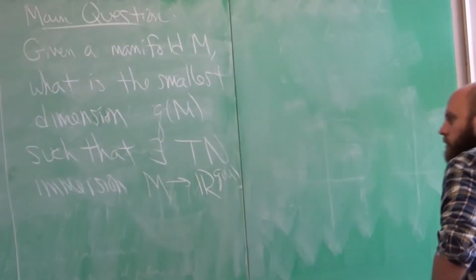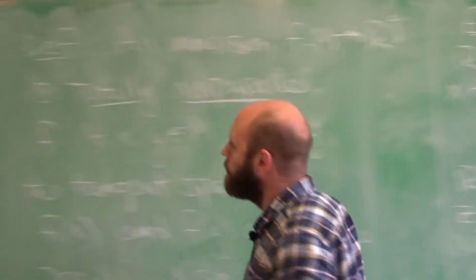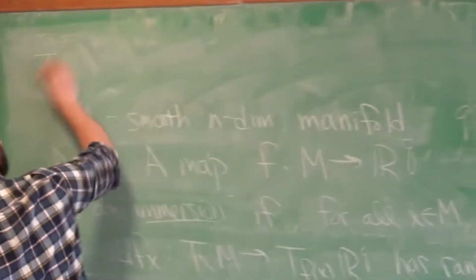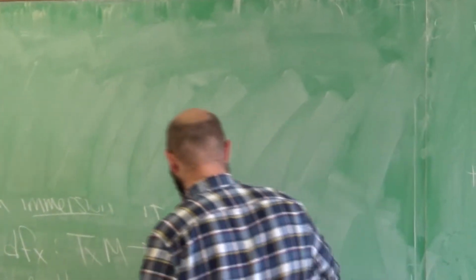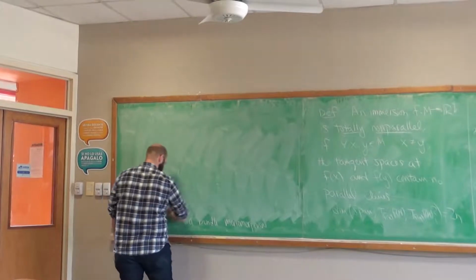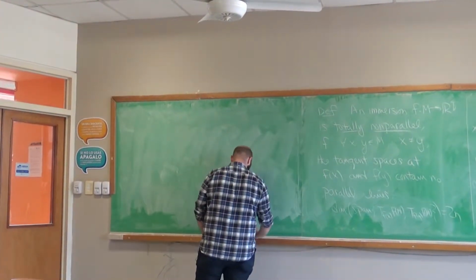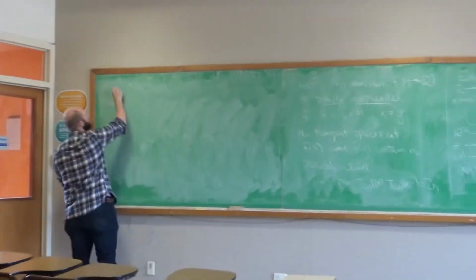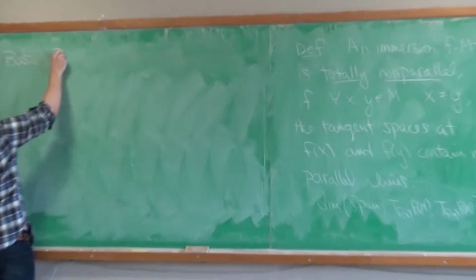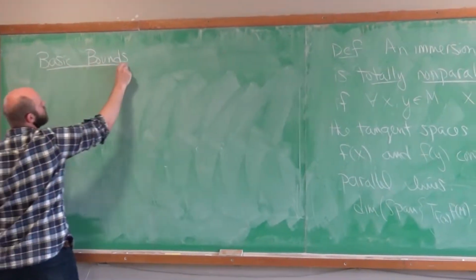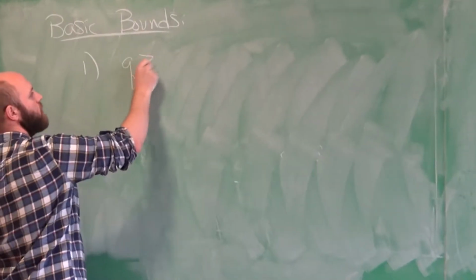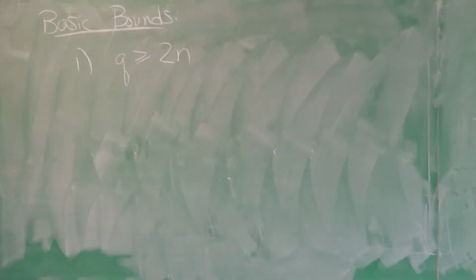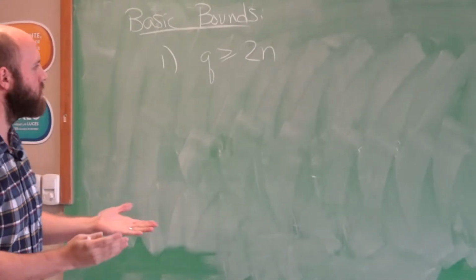So let me talk about how to get some basic bounds on this number. First of all, the target dimension better be at least 2n, because you need every pair of tangent spaces to span this many dimensions.